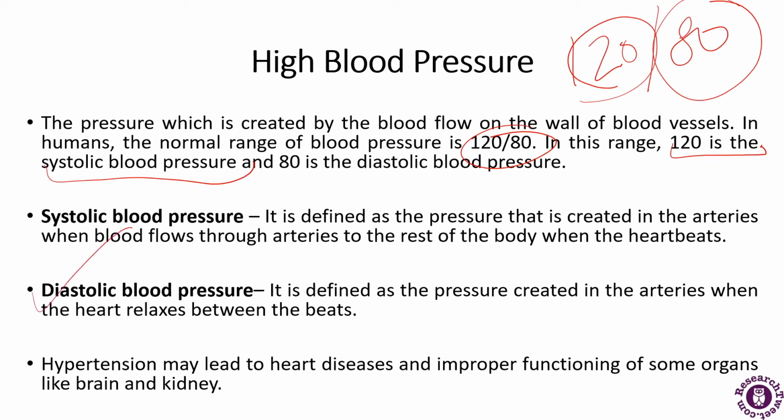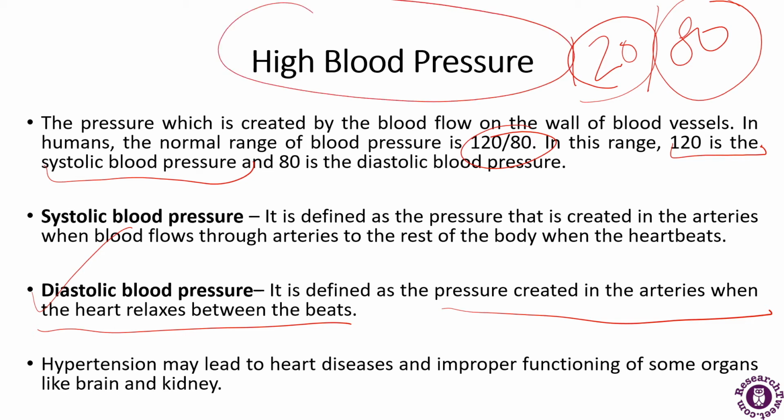The diastolic blood pressure is defined as the pressure created in the arteries when the heart relaxes between the beats, and it is about 80 mmHg. Now, if a blood pressure is higher than 140 over 90, it leads to hypertension. High blood pressure is also known as hypertension.